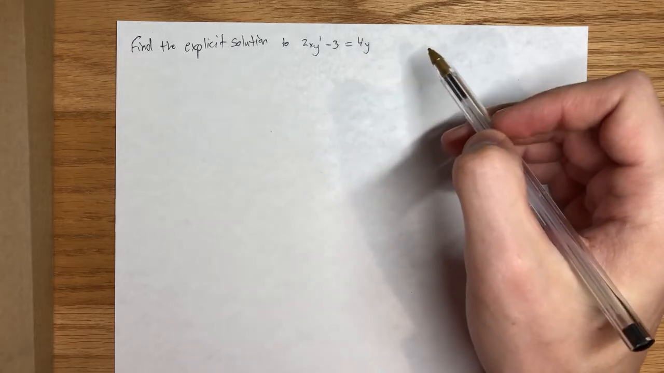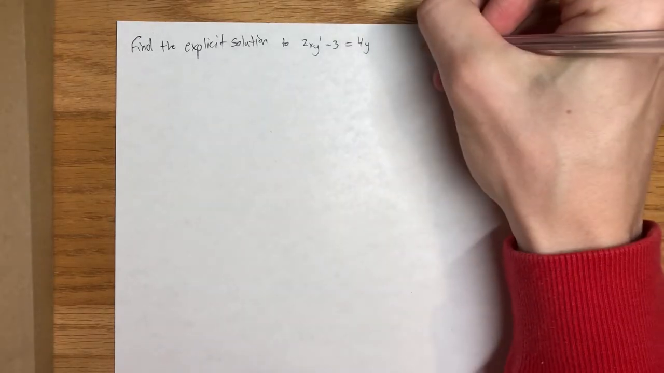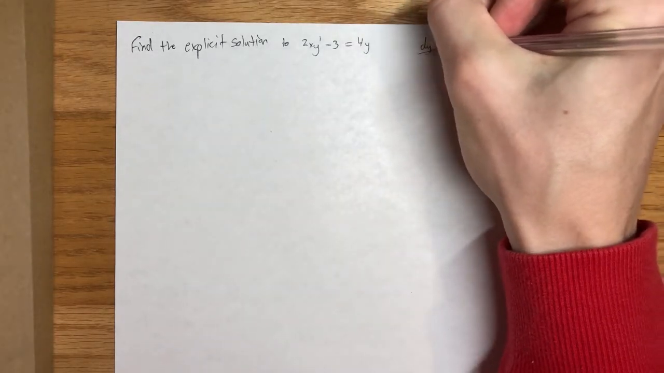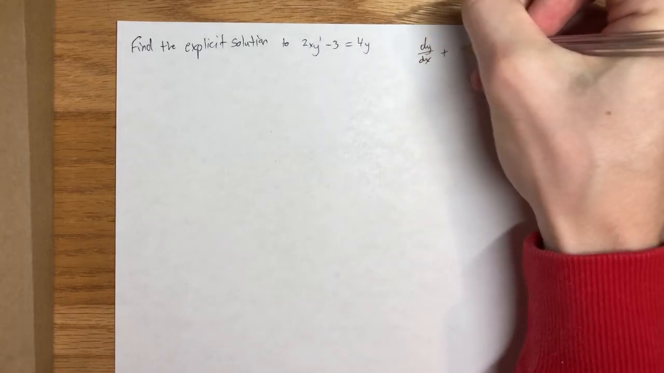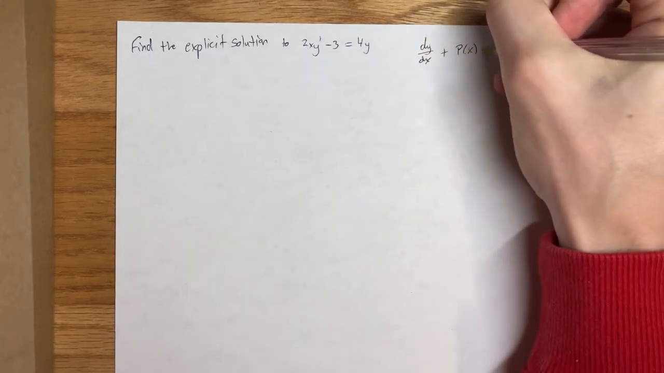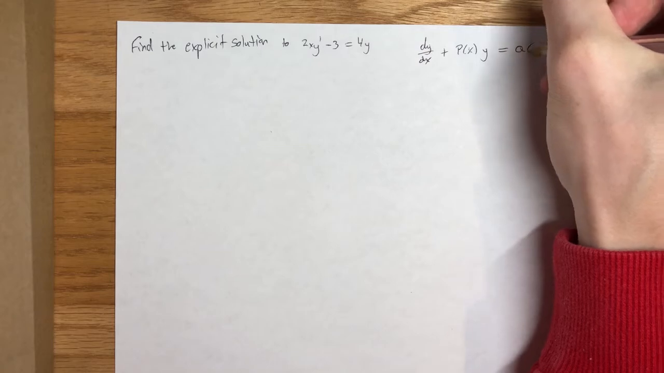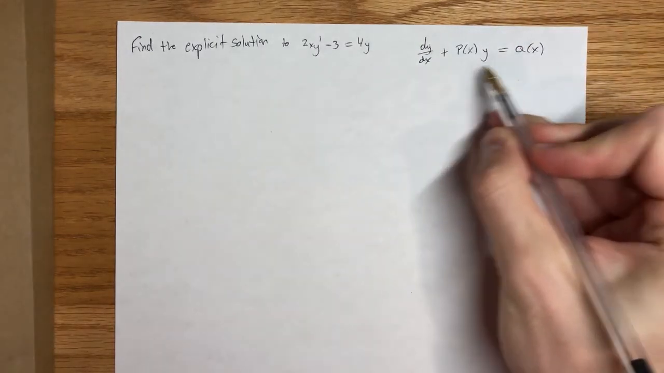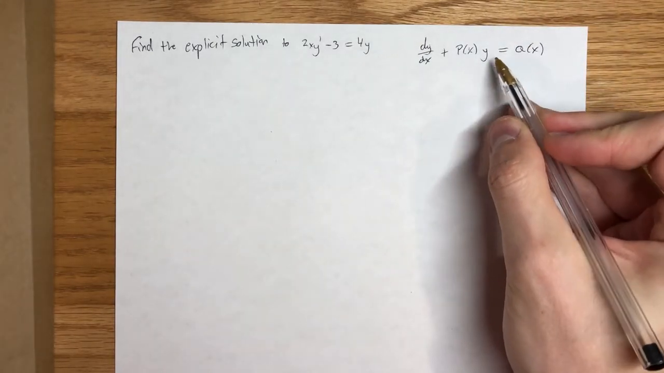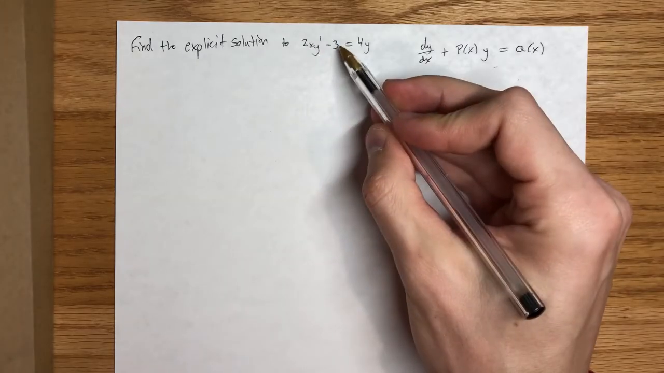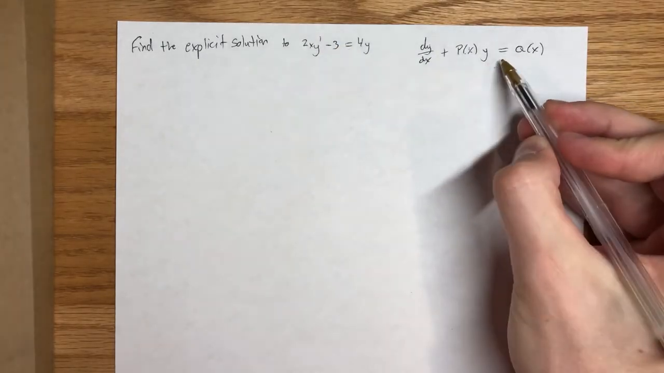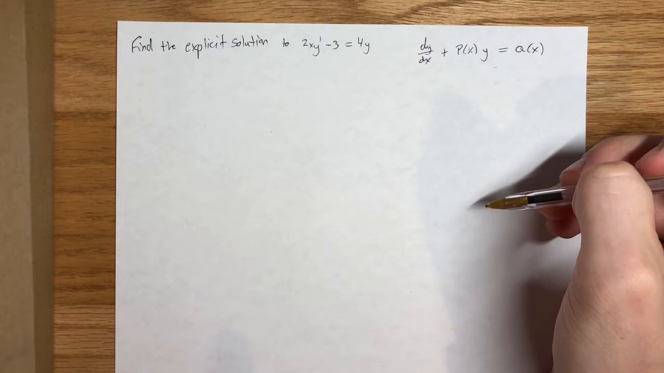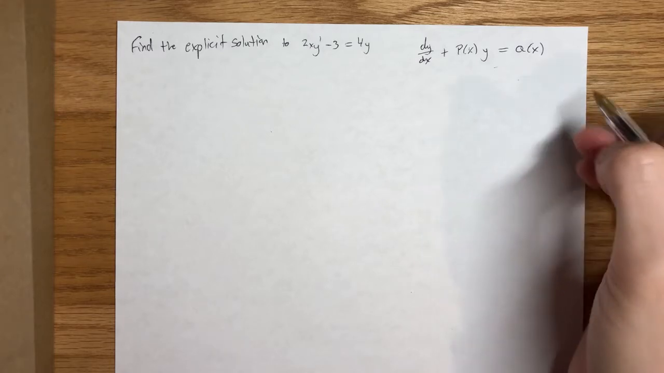So jumping right into what a linear equation looks like, we have dy over dx plus p of x times y equals q of x. This is our general form for a linear equation. So the idea is we have to get this equation into this format, and then we can proceed with the method of linear differential equations.